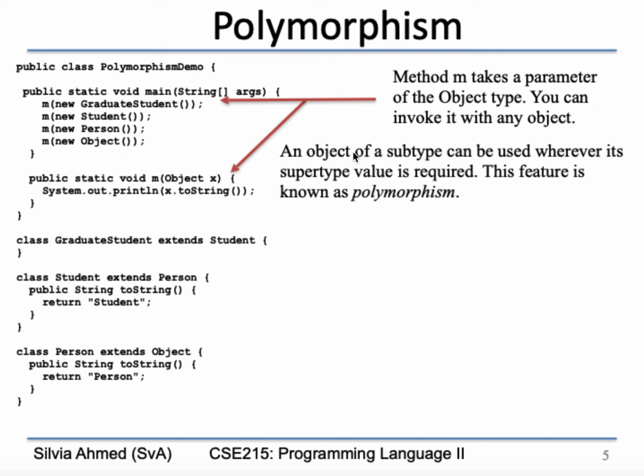An object of a subtype can be used wherever its supertype value is required, and this feature is known as polymorphism. Polymorphism, unlike inheritance, is not something that you need to write with a keyword, or write something in code. Rather, it's a concept, or a design concept.